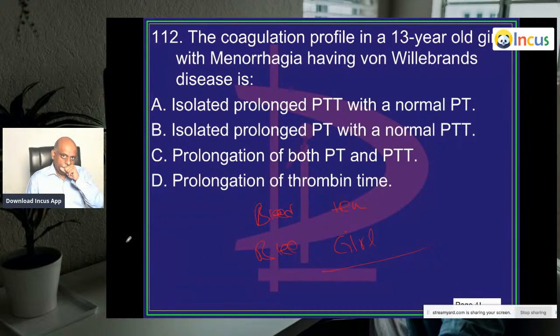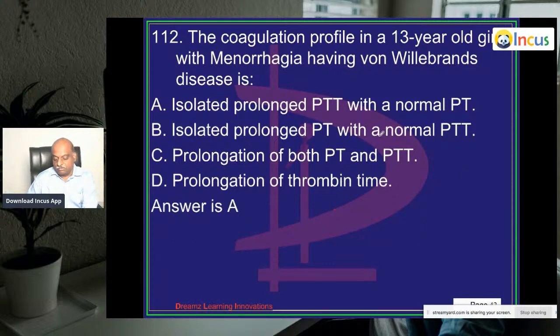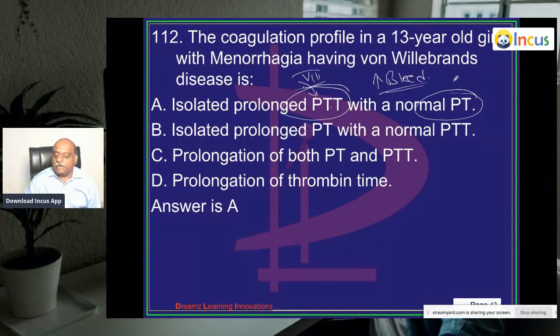Von Willebrand factor is also required for one more thing. One is for platelet function, you require von Willebrand factor for platelets. One more thing, von Willebrand factor is also required for stability of factor 8. That's the reason whenever von Willebrand factor is deficient, factor 8 is unstable. That is the reason there is a prolongation of the APTT with a normal PT, because factor 8 is important for APTT. And there is also increased bleeding time, because bleeding time depends on platelets. Platelets are dysfunctional whenever von Willebrand factor deficiency is there, is what you need to remember.